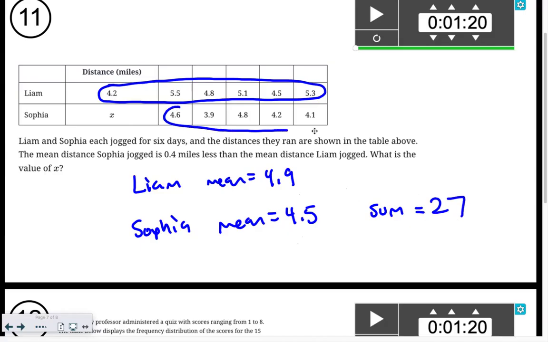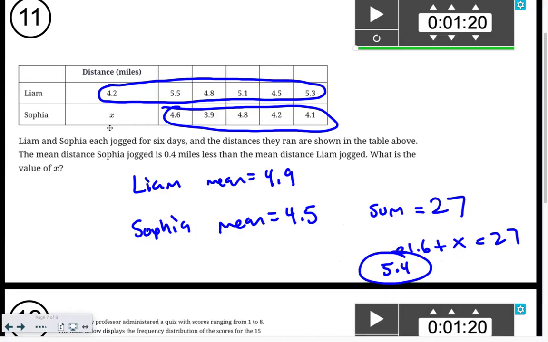And then I can simply just add these together. So 4.6 plus 3.9 plus 4.8 plus 4.2 plus 4.1 is 21.6. So her sum is 21.6 plus x, and that has to equal 27. So 27 minus 21.6 is just 5.4. So the value of x on this distance has got to be 5.4.